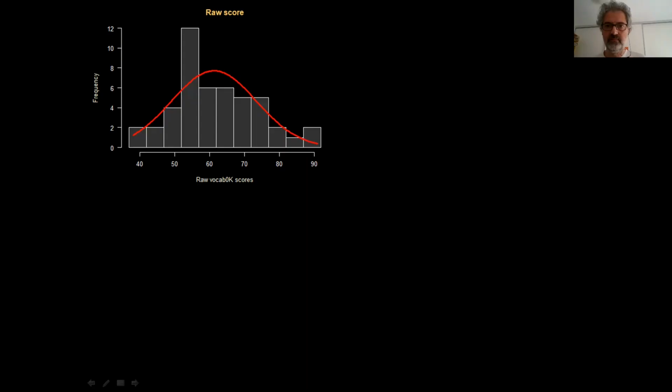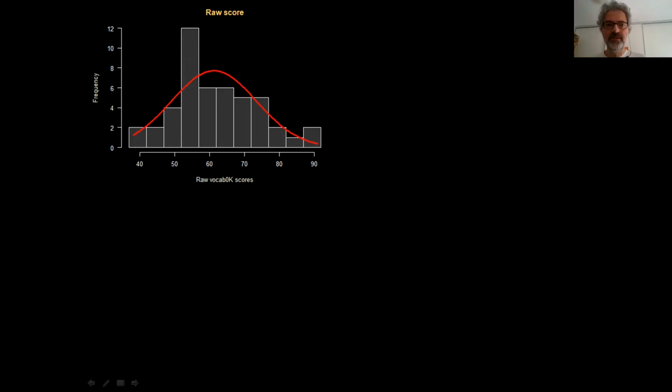This is the distribution of vocabulary raw scores in kindergarten for our entire sample of 47 children. Here is the histogram, and on top of the histogram, I have plotted a normal curve with the same mean and standard deviation as the sample for comparison. So it looks like the histogram is a fairly good approximation of this normal curve, although there seems to be a slight excess of children scoring between 50 and 60 compared to children scoring around 60.